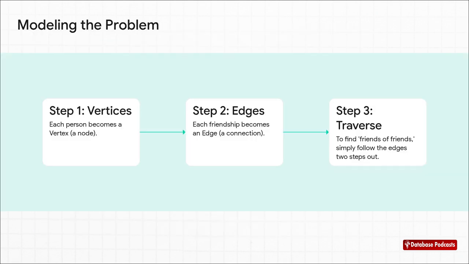Okay, so let's rewind and tackle our social network problem again, but this time with our new graph mindset. Each person, Anne, Bill, Charles, they're all a vertex. Easy enough? The friendship between them, that's an edge called is friends with. So now, how do we find Charles's friends of friends? No more messy queries. You literally just start at the Charles vertex and you walk along the edges. One step out to his friends, and then a second step out to their friends. It's that simple. It's just so much more intuitive.